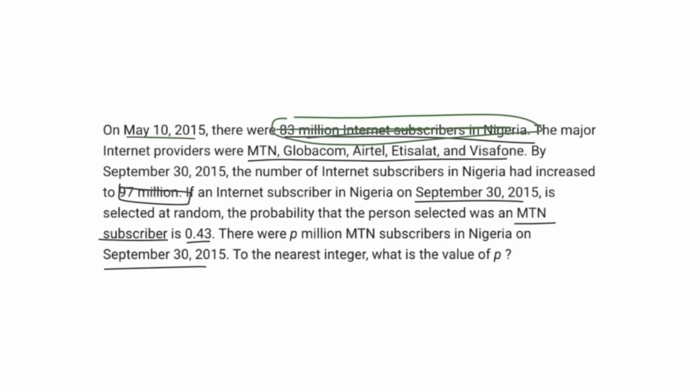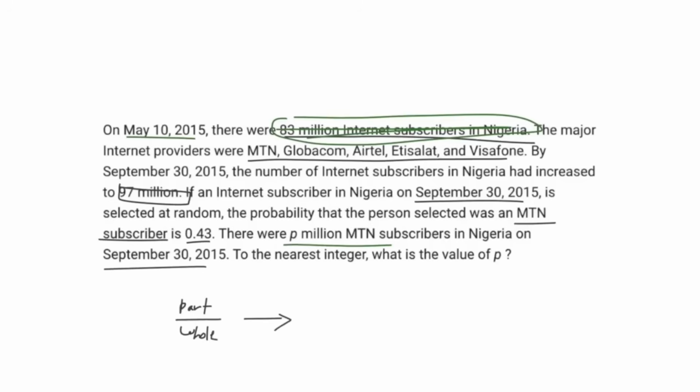It asks to the nearest integer, what is the value of P? And let's remind ourselves P is the million of MTN subscribers that are in Nigeria on this date. Okay, so I'm going to be using not an accurate equation, but it just helps to think about it. So I'm sure we've all heard of part over whole, right? It's pretty common in chemistry. So we kind of want to think about it like part over whole.